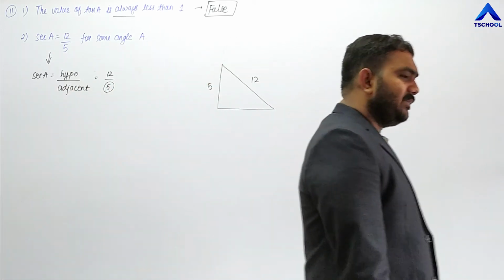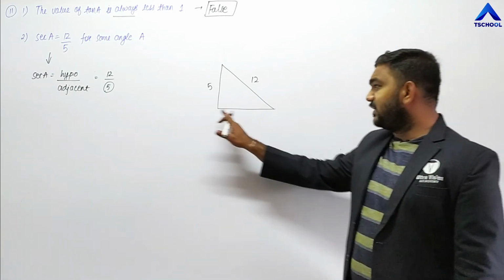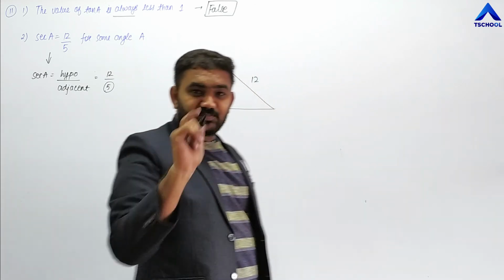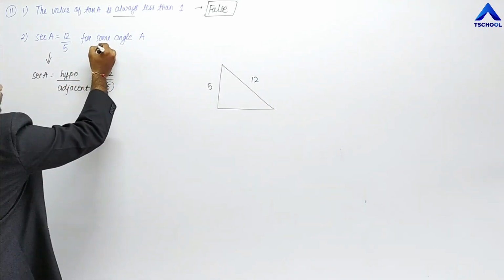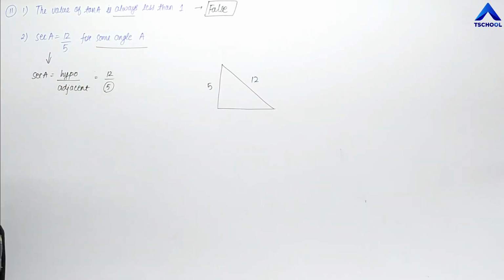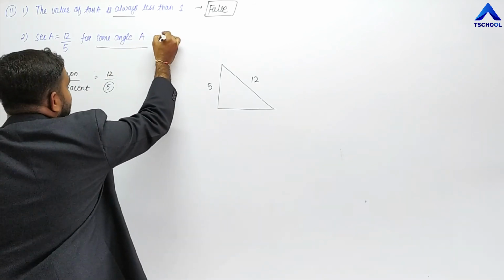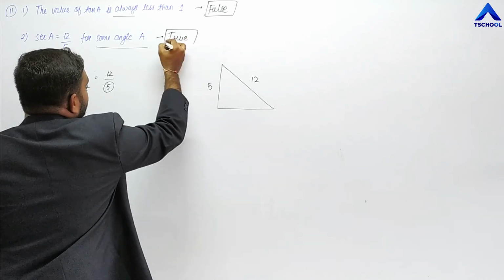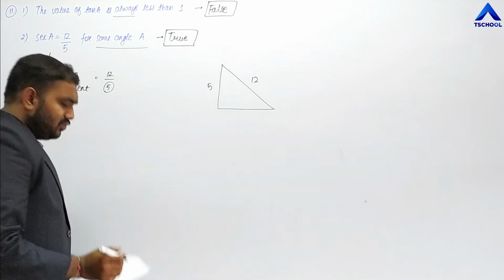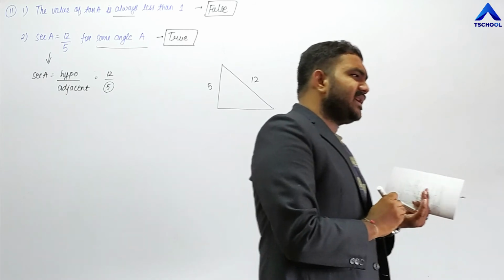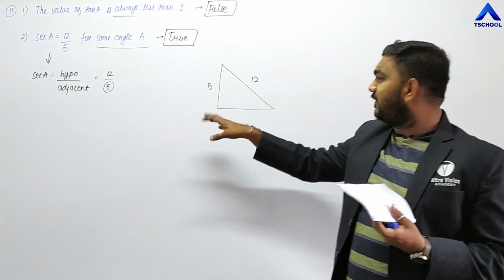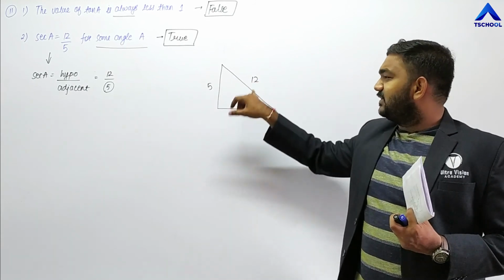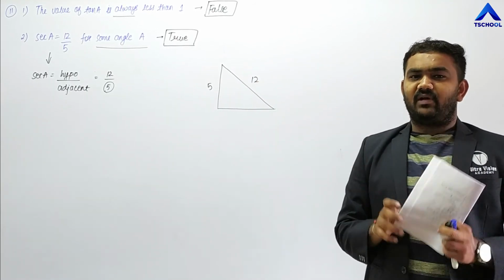It may be possible, it may not be possible sometimes. But if you see a real-time example, then this is not possible. But it is not said for a specific angle. It is said for some angle A. And hence, we can say that obviously this can be possible, and this is true. Right? The value of sec A can be 12 upon 5 if we take any of these angles. If I take 5 here, then this is 12. So that becomes 12 upon 5.